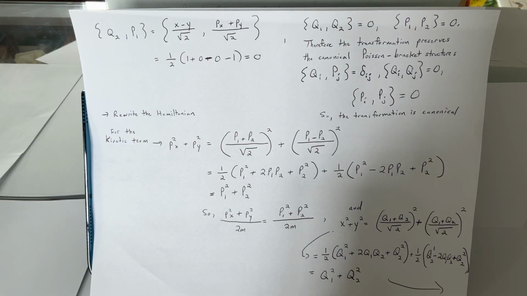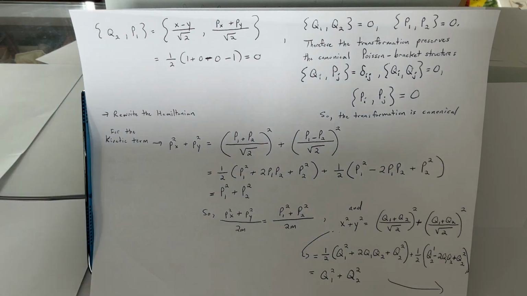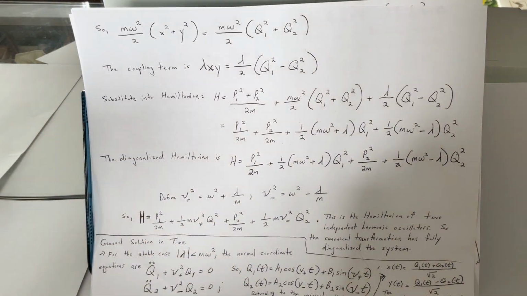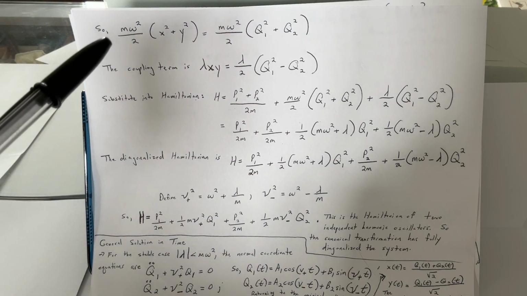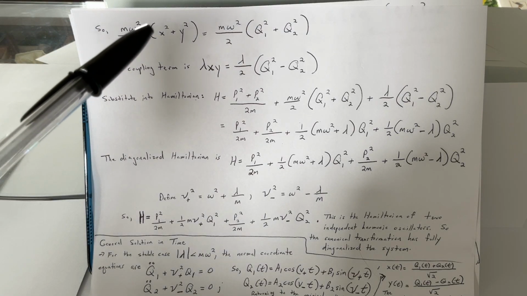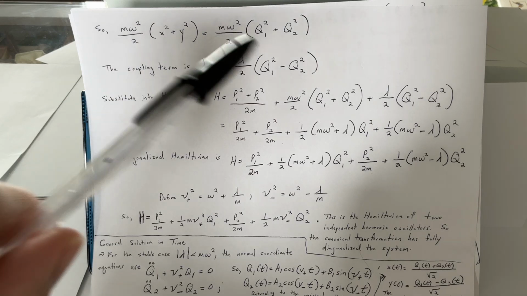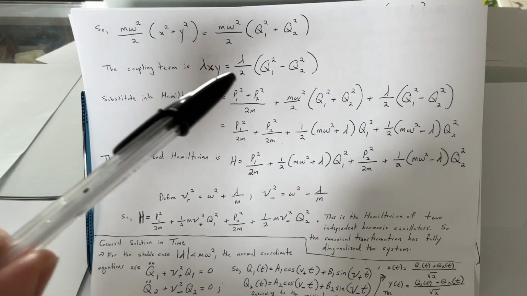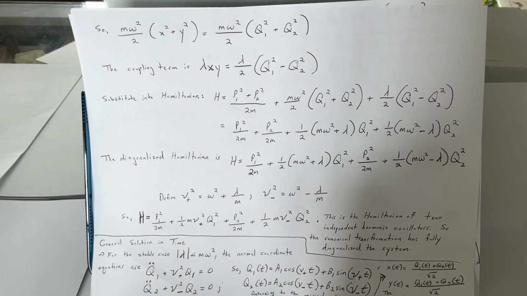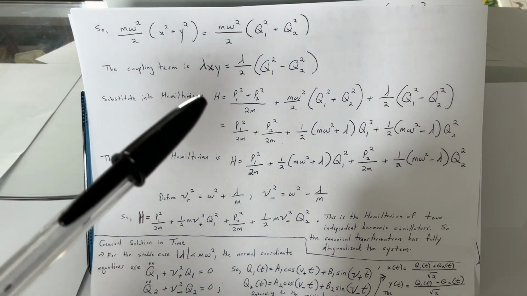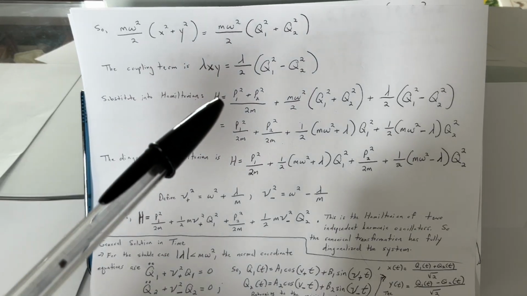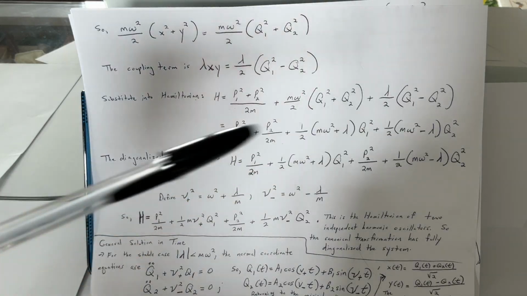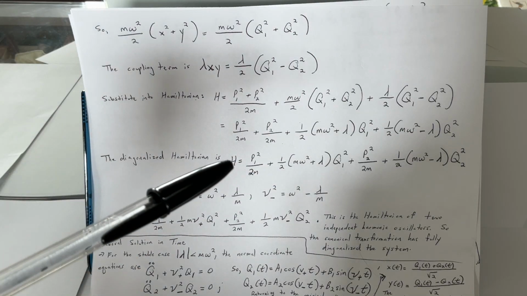Okay, so moving along from here, last page. So for our m omega squared over 2 times the quantity x squared plus y squared, that equals this. And the coupling term lambda xy equals this. And we're going to substitute into the Hamiltonian here. So H equals the following. And just cleaning this up a bit, the diagonalized Hamiltonian equals this.